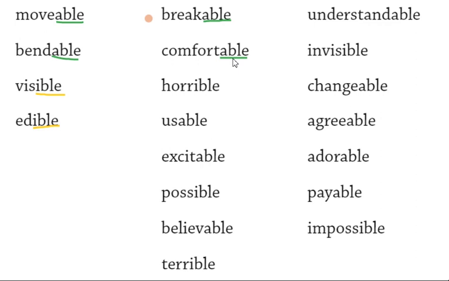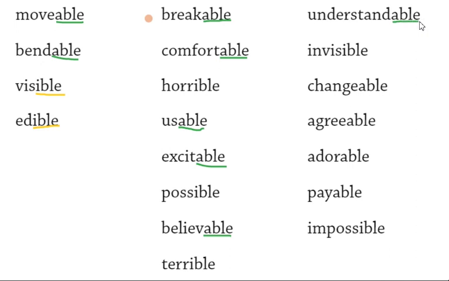Comfortable, so something that's comfortable isn't able to be comforted, but it's able to comfort you. It kind of makes you feel comfort. So like a couch can be really comfortable because it can make you feel the feeling of comfort. Usable, you can use something if it's usable. Excitable, that means you easily get excited. Believable, if you can believe it, it's believable.